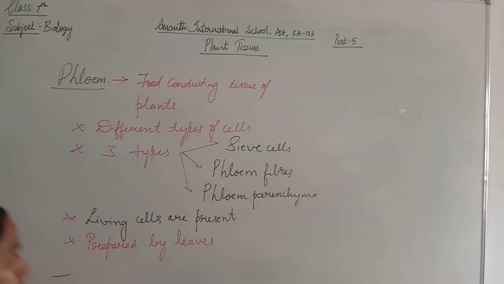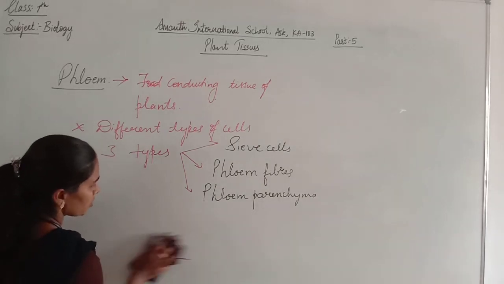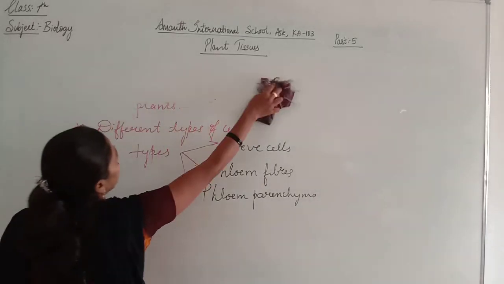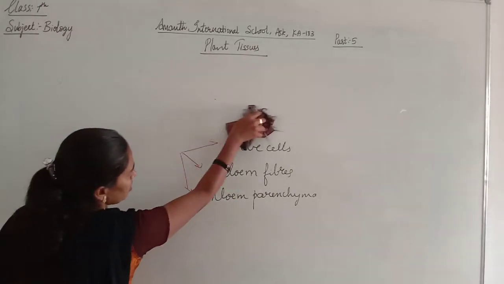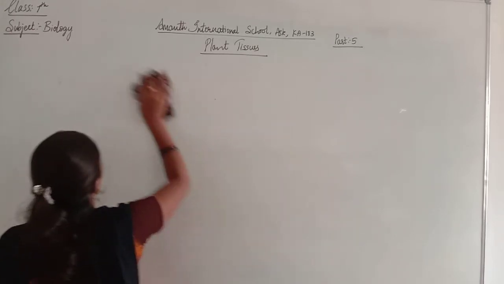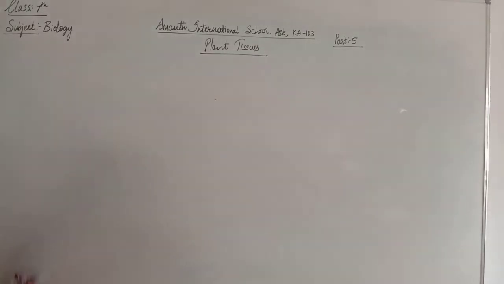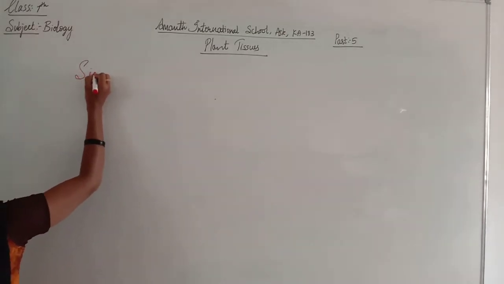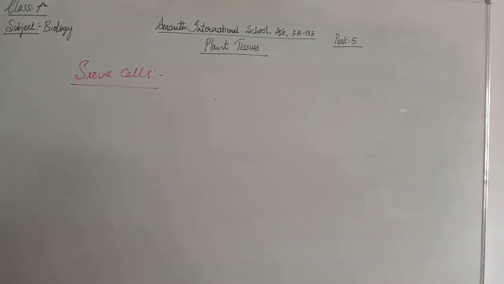Next we shall move to the types of cells. We shall learn in detail about the types of cells present in the phloem tissue. Which are the different cells present in the phloem? CV cells, phloem fibers and phloem parenchyma. First we shall study the CV cells. How are the CV cells helping in the food conducting tissue, or what do they provide? So the first cell is the CV cells. What is the function of the CV cells in the phloem tissue?